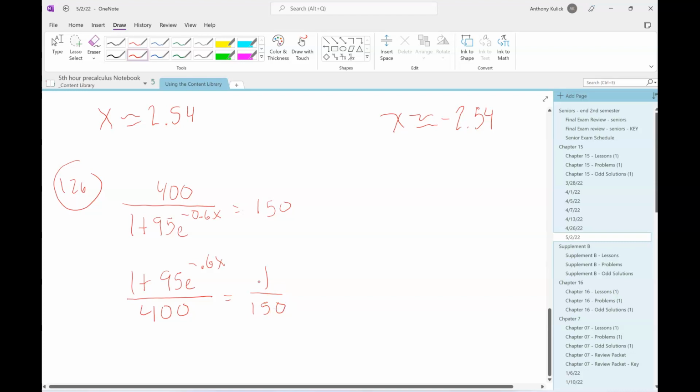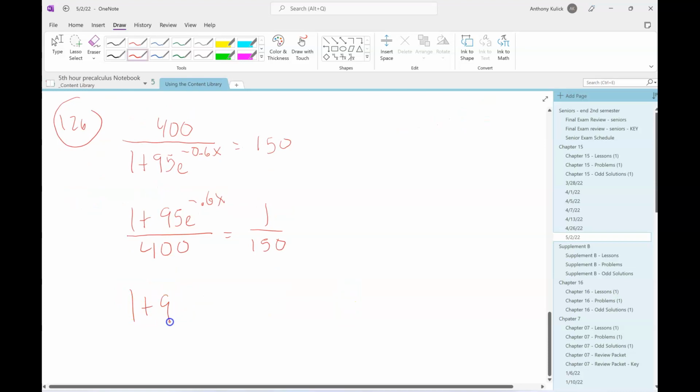Cool with that, Landon? Yeah. Okay. Now we'll multiply both sides by 400 to get that out of there.